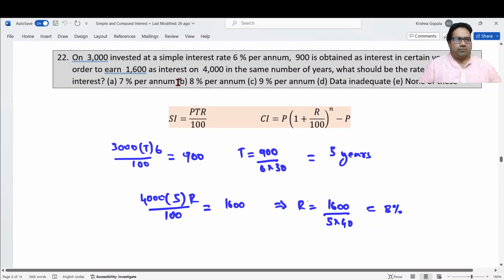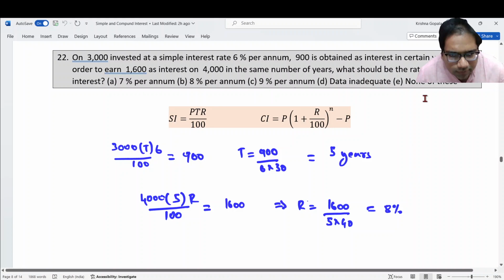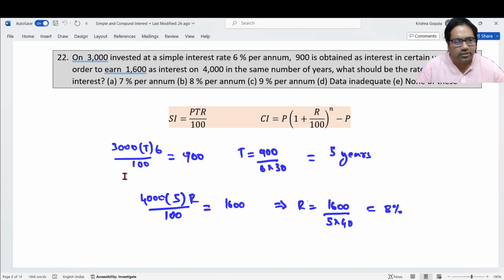Now, what is he saying? In order to earn 1600 as interest on 4,000 in the same number of years, which means in 5 years, the new principal is 4,000. 4,000 into 5 years, T is 5, into R. What is R? We don't know. By 100 is equal to 1600, the interest that we have to earn. Now what will R become? R becomes 1600 by 5 into 40, which is equal to 8%. So these are all easy problems. You just need to be careful in writing the proper equations, and then you will be able to solve any kind of simple and compound interest problems.